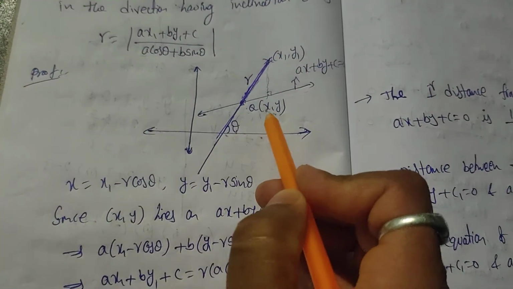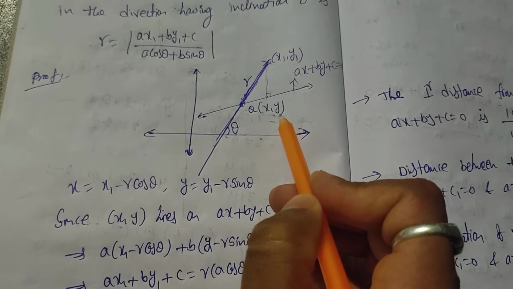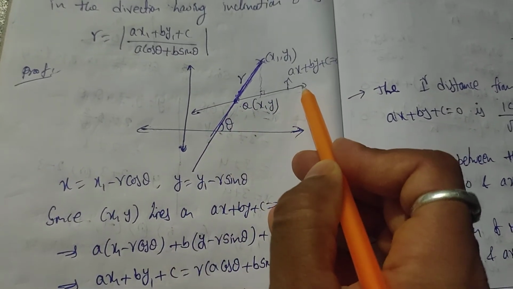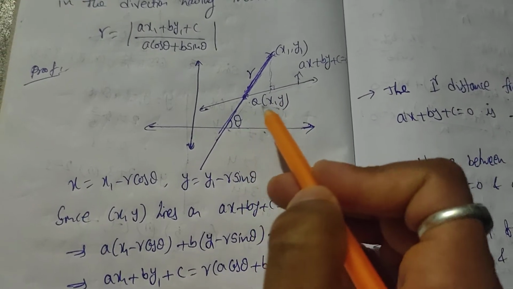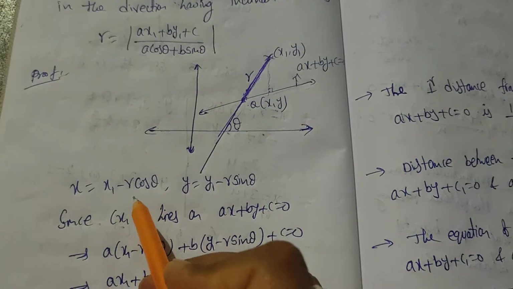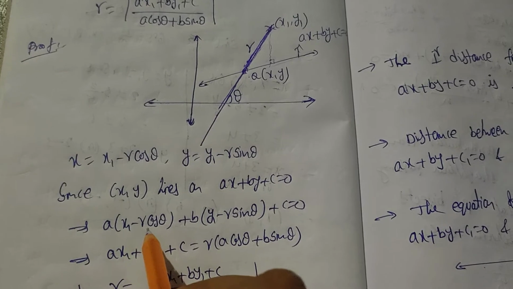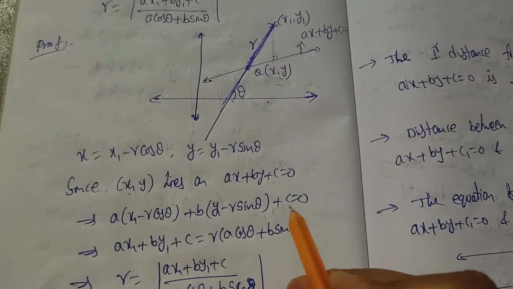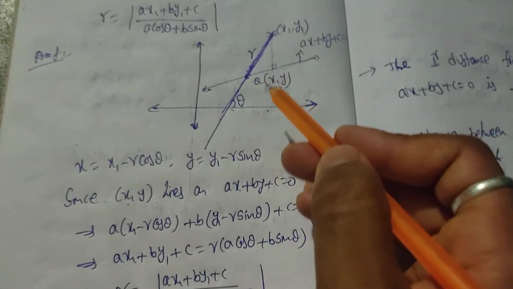Since this is the point (x, y), here x = x1 - r cos theta, y = y1 - r sin theta. Since this (x, y) lies on this line ax + by + c = 0, replace (x, y) by x1 - r cos theta, y1 - r sin theta. So this implies a(x1 - r cos theta) + b(y1 - r sin theta) + c = 0. Now distance is nothing but r. Now we need to find the r value. So make r the subject.